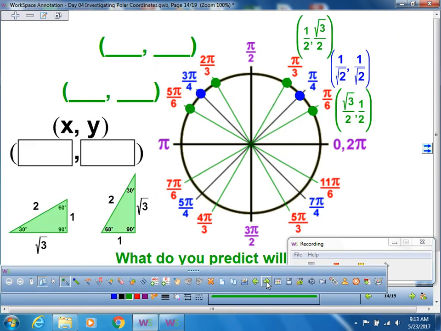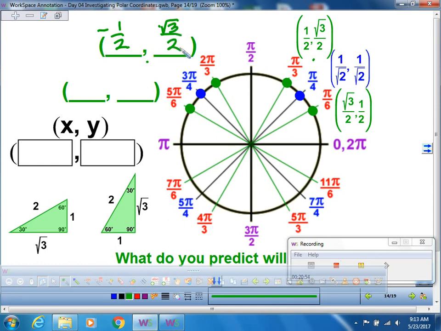Awesome. So we could fill this in completely. This one is going to be the same as this one, only the x is going to be negative. Negative 1/2, positive root 3 over 2. This is going to be switched because the shorter leg is going to switch. So this is going to be 1/2, and root 3 over 2, and this one has to be negative because it's the x.